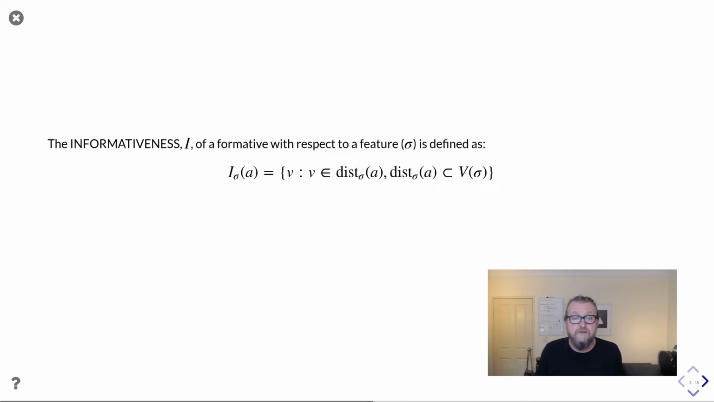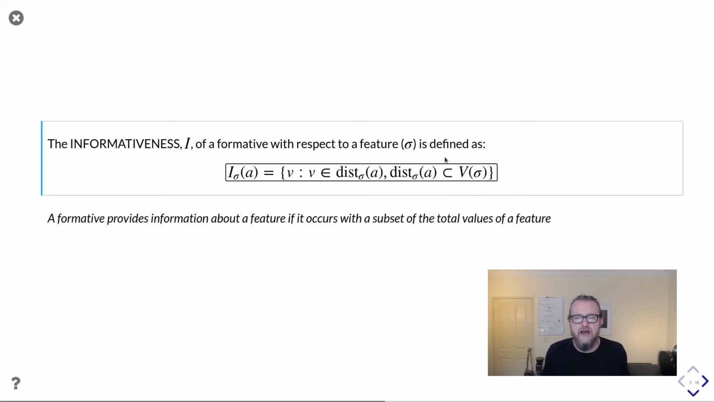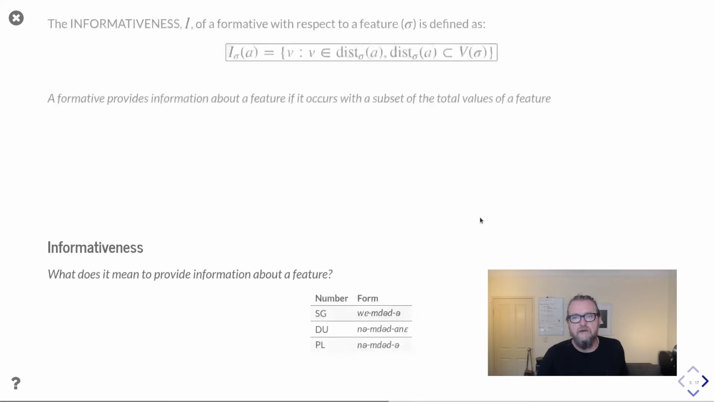And so we can define this formally, right? So the I sigma of A, that is, what is the information with respect to some feature that A has? Well, it's all the values where the values are in the distribution of the sigma and when the distribution of A is less than the full set of values for that. So if it occurs with less than a subset. Another way of saying this is that it is the dis sigma A if dis sigma A is not equal to V, right? Or if it's less than V.